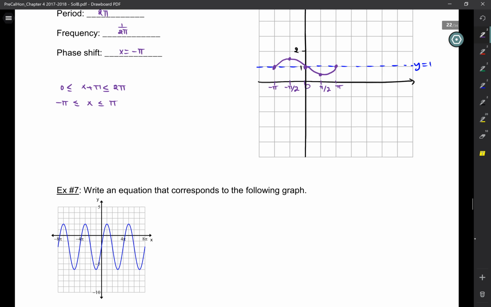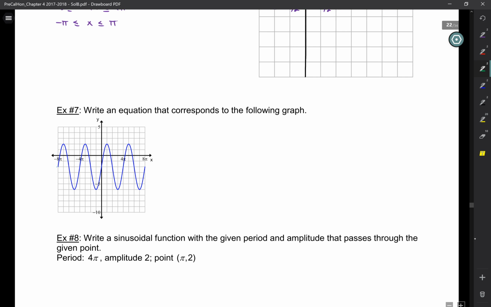Here is a graph, and we need to find the equation for it. The first thing you have to do is split it down the middle horizontally. So here, split it down the middle exactly. Too often, students don't do that, and then it's all a mess.